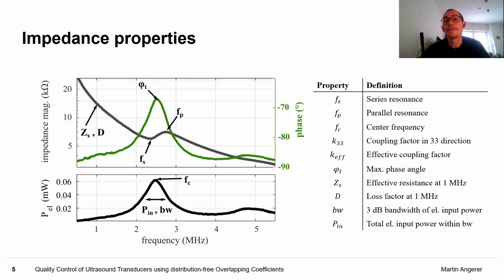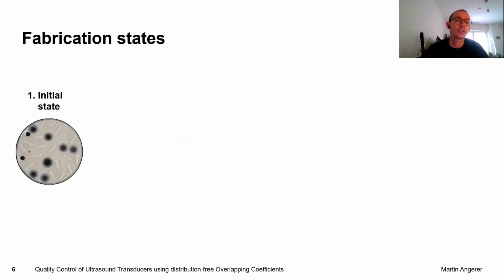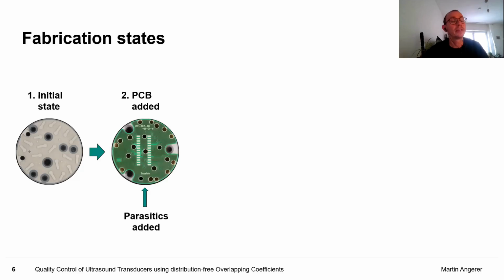To now find the best suitable property for quality control, we conducted these measurements at 5 fabrication states or instances throughout the course of the assembly. The first is the initial state, which can also act as an incoming inspection to sort out good from bad transducers. The second state is when the PCB was added on the backside. This induces additional parasitics due to the parasitic capacitances of the PCBs.